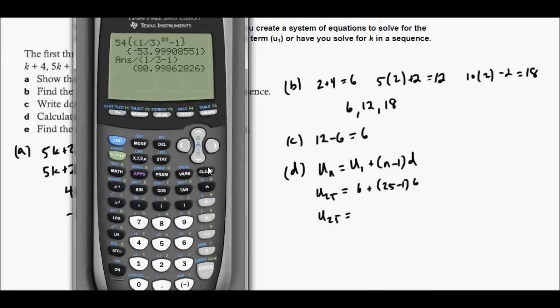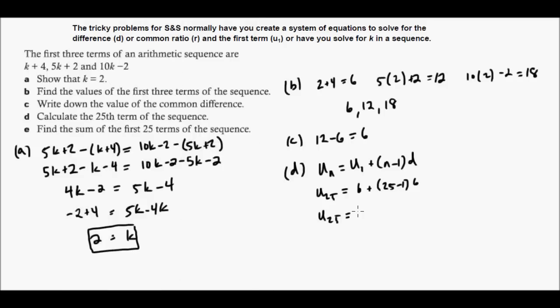And so we get 6 plus 25 minus 1 times 6. And we can just put 6 there. And we get 150. Okay, so that's going to be our 25th term, and then find the sum. Okay, so again, this is the same type of problem we did before.